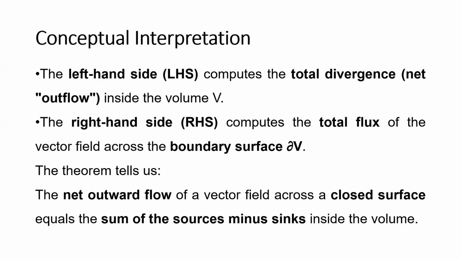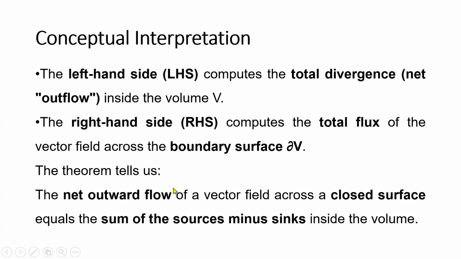So it is basically the influx and the outflux related to a surface, or better to say a volume V. It is a relation between the net inward flow and the sum of the sources and the sinks of the vector field across this volume V. We can relate those by using this divergence theorem.